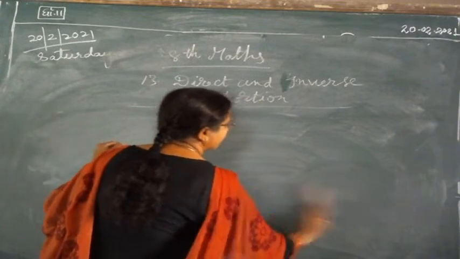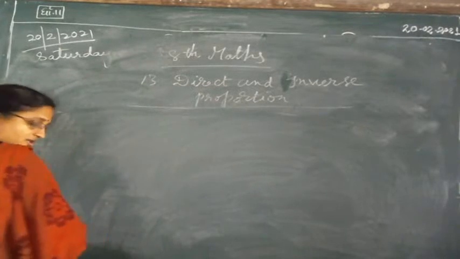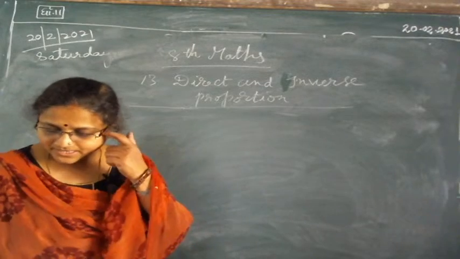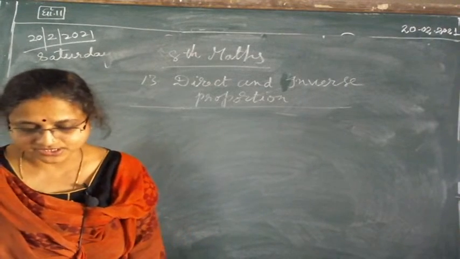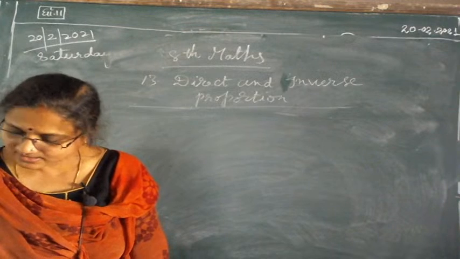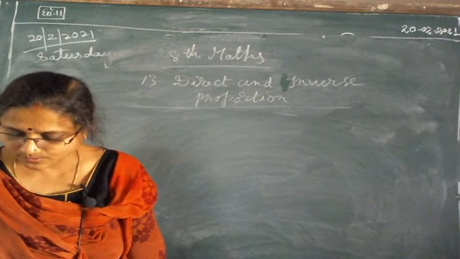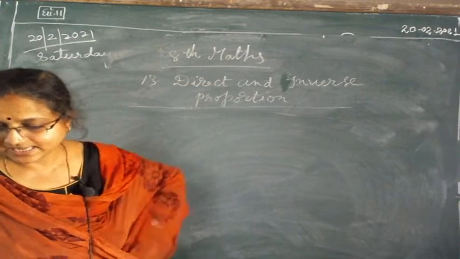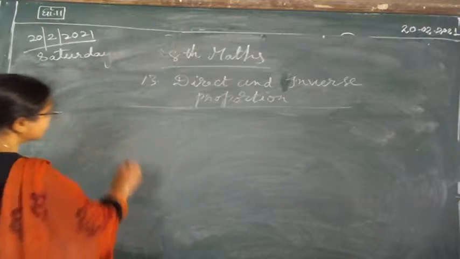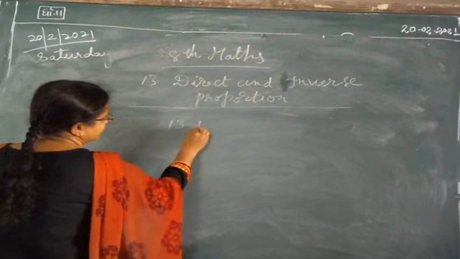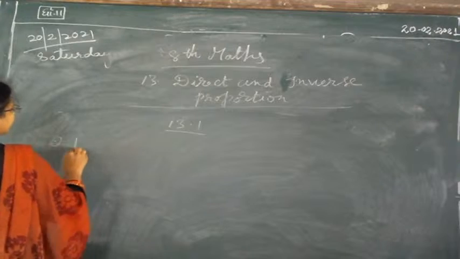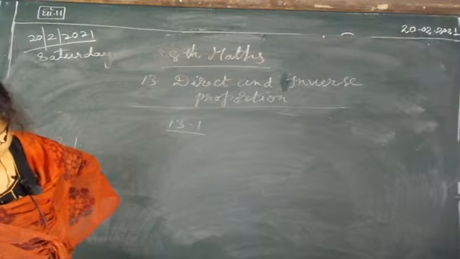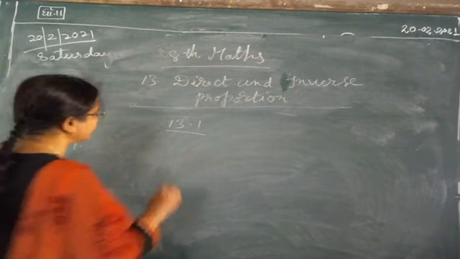Now I am telling you about some more examples, I am writing here. It is known as direct proportion. So lesson number 13.1, everybody look at that. Exercise number 13.1. Question number 1. Following are the car parking charges near a railway station.